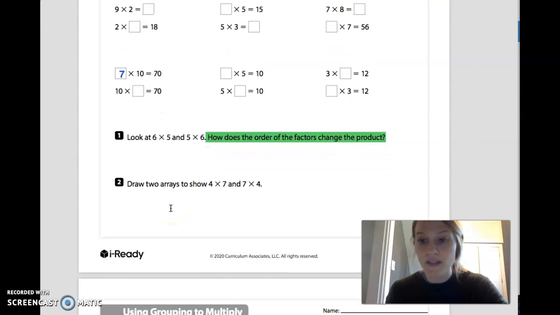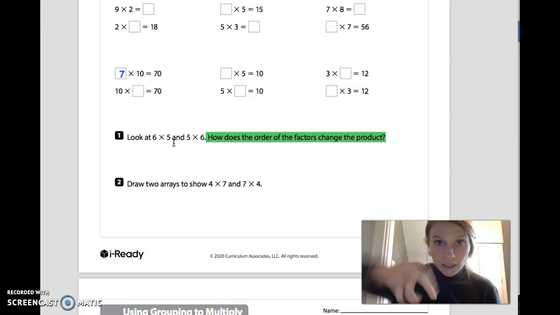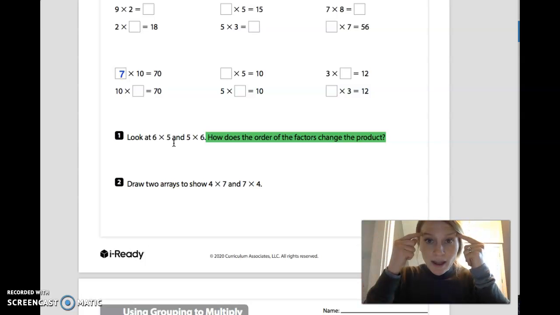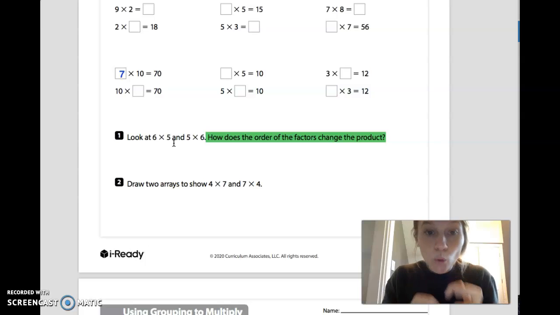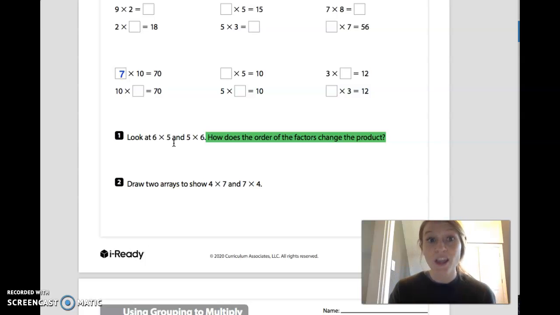And I love this question. This is a great math thinking question. Look at 6 times 5 and 5 times 6. How does the order of the factors change the product? Does it? Does it matter if the 5 and the 6 are flip-flopped? Does that matter? Think about what you know about commutative property and how that can still work in a multiplication problem. Good luck, you guys.